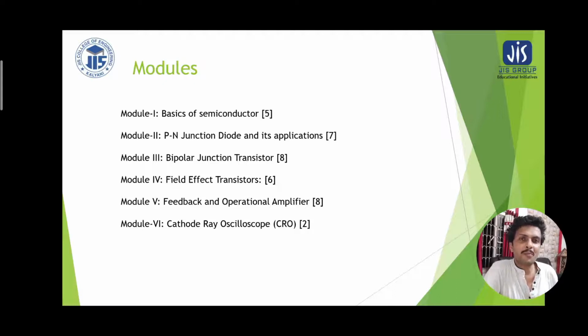In this subject there are 5 modules. Module 1 is the basics of semiconductor, module 2 is the PN junction diode and its applications, module 3 deals with the bipolar junction transistor, and module 4 deals with the field effect transistor. Module 5 is the feedback and operational amplifier. Module 6 is the cathode ray oscilloscope. Now here the chronological arrangement of the subject module will be beneficial for the student to grow the knowledge from basic foundation elements to complex circuitry using the basic electronics subject.